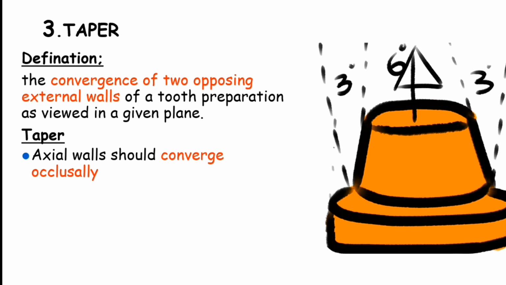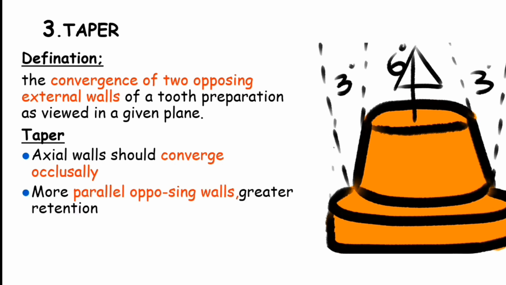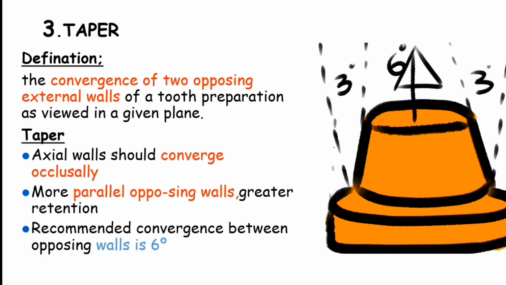The occlusal wall is the wall showing the arrow where 6 degrees is written. You can see the walls are nearly parallel to each other, and they should converge occlusally, so there will eventually be greater retention. The recommended convergence between the opposing walls is 6 degrees.